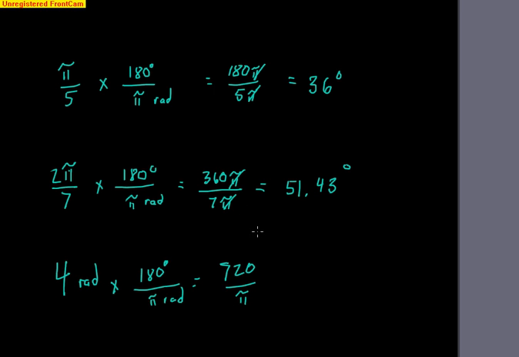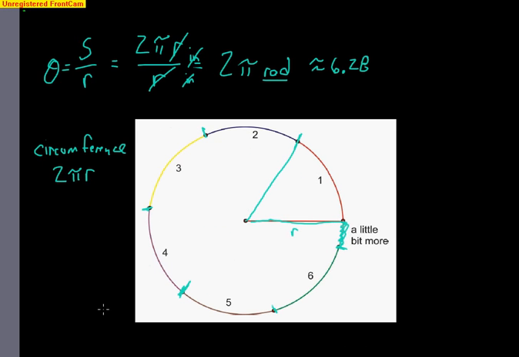So I would just do 720 divided by pi on my calculator, and I get approximately 229.18 degrees. If I go back to that picture, that really should make sense. 1 radian, 2 radians, 3 radians, 4 radians is all the way there. That would be 229 degrees. It makes sense that that would be about 229.18 degrees.